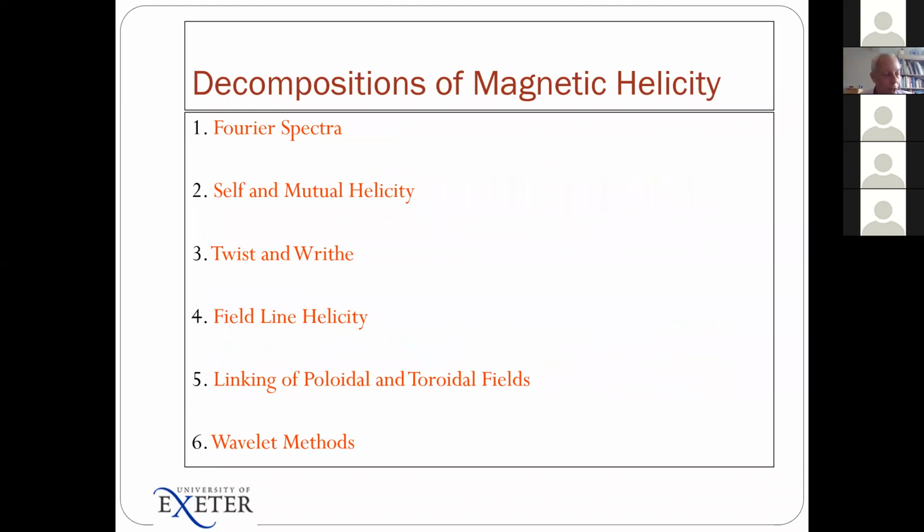Okay, so I'll go to the main part of my talk, which is decompositions of magnetic helicity. Once you measure magnetic helicity, how do you assign it to different parts of the structures of interest? I'll go through just a few words on Fourier spectra, self and mutual helicity, twist and writhe, and field line helicity. I've mentioned linking of poloidal and toroidal fields; I'll say a bit more about that. And then wavelet methods.